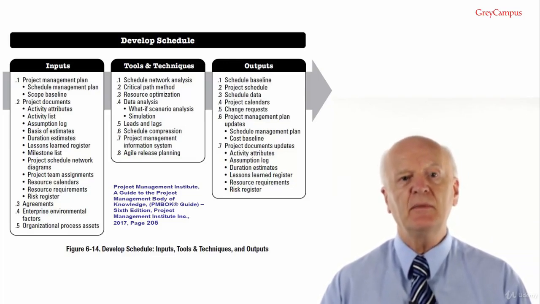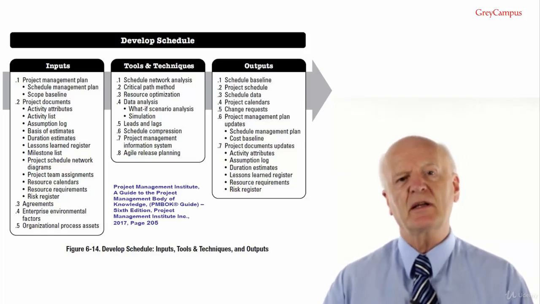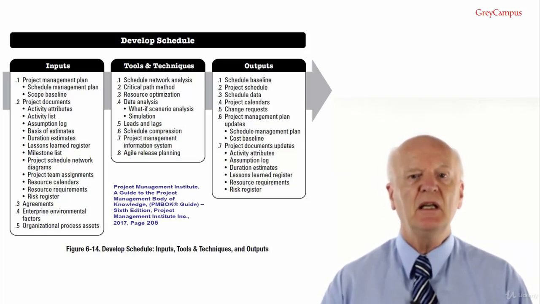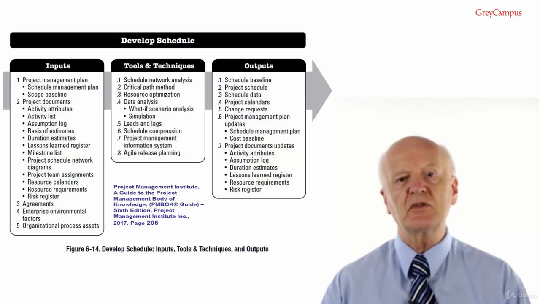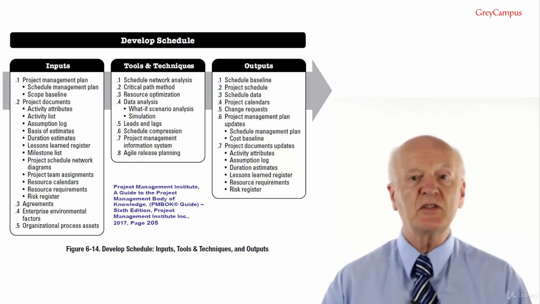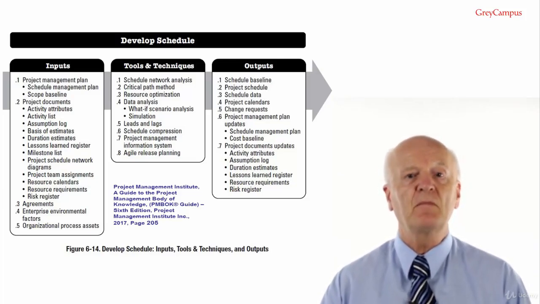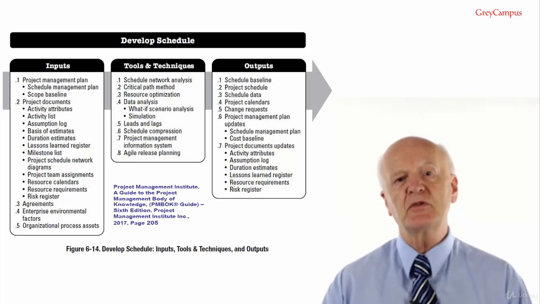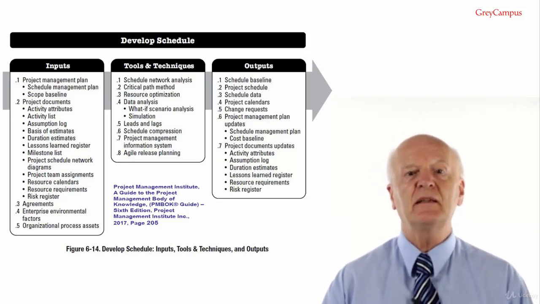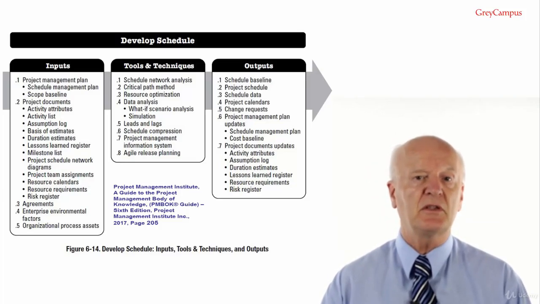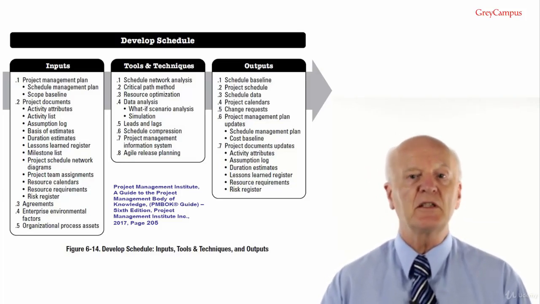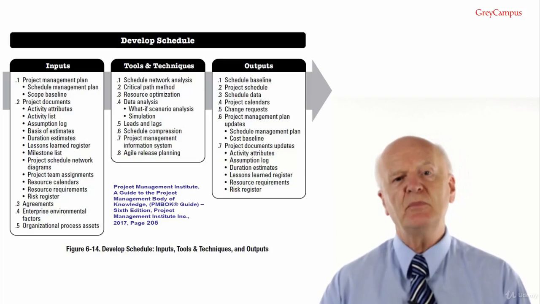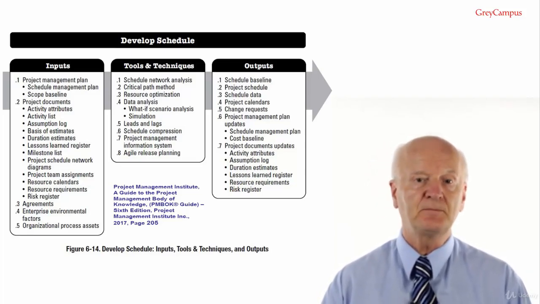Input number 3, agreements. By agreement, the PMBOK guide means contractual type agreements with vendors, but as well as the vendors, it can also be agreements within the organisation as well. And as the vendors will be producing deliverables, it makes sense to let them provide input on the schedule. Number 4, enterprise environmental factors, and these will be government or industry standards and communications channels.